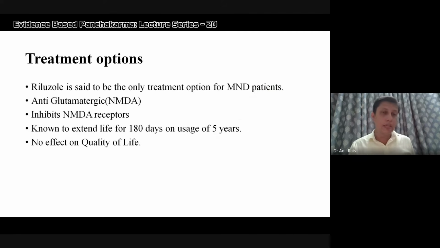Now, in modern medical science, there's only one treatment option available, and that is riluzole. It is a medicine said to be anti-glutamatergic, and it inhibits the NMDA receptors. The only known action for which riluzole is given is that it extends the life of the patient by 180 days on usage of 5 years. That is the only action of riluzole. No effect on the quality of life, and that is where we can have our role or our presence felt.